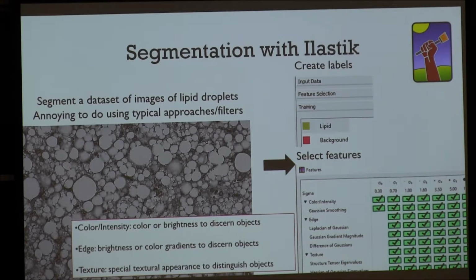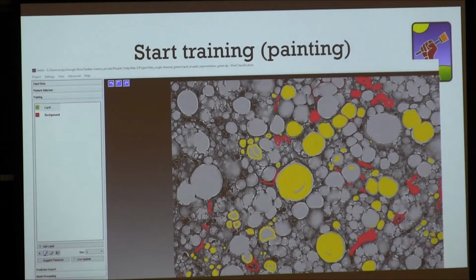So if some object has a special texture, looks a bit bumpy, you can also use this to train the algorithm. So you can just select these textures. Okay, so then the painting is literally like painting. This is rather poorly done, but done quickly. Here I painted the lipids in yellow, and I'm training my image so that the background is going to be red, and I'm calling everything background that's not one of these big lipid balls.